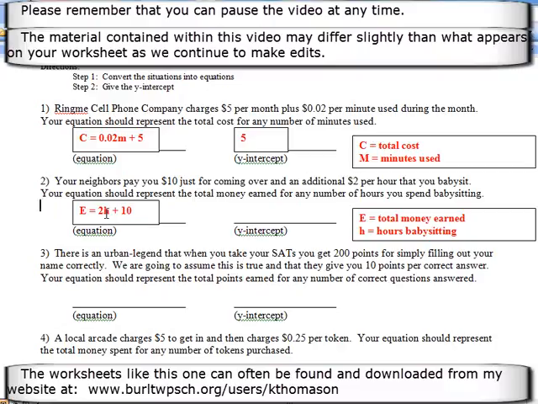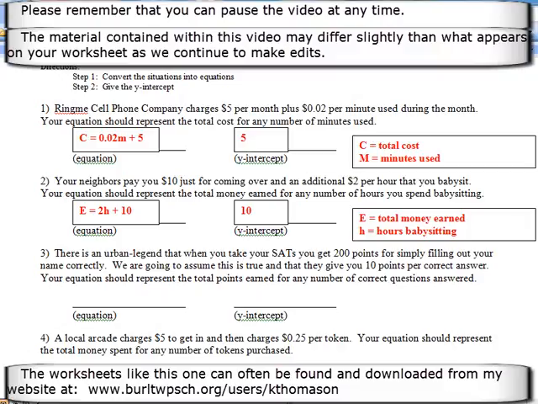So if we work 5 hours, we would plug it in for H and get an answer. If we worked 7 hours, we would plug it in for H and get an answer. So that's going to be our equation. Now let's just use our simple shortcut. What is being added to the equation? 10. So our y-intercept is going to be 10. Alright, let's look at number 3.